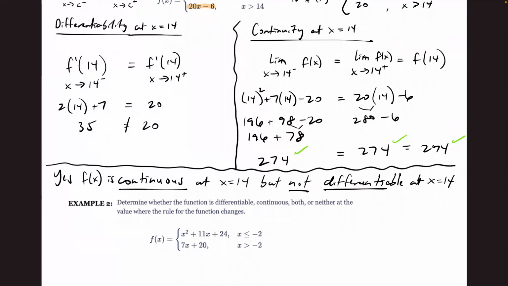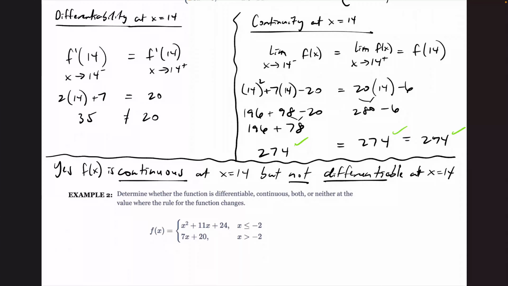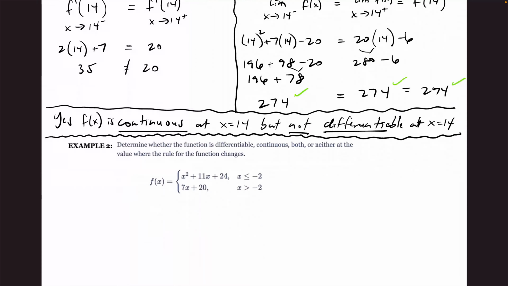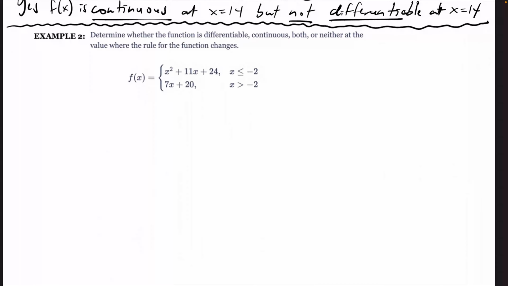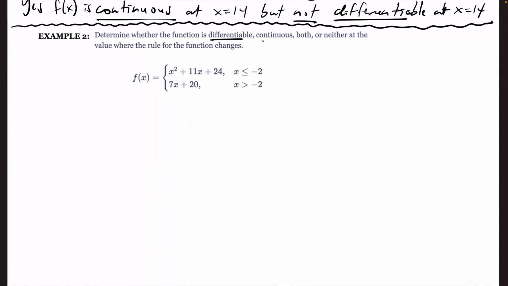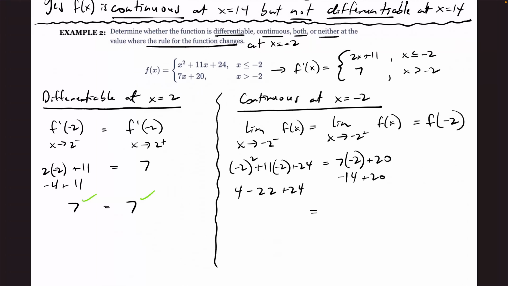We're back to limits, guys. All right, so I want you to try number 2. Try number 2, how we just did it. Check for differentiability, continuity, both or neither, where the rule or the function changes. So that's at x equals -2. Which one first? It doesn't matter. Check differentiability, check continuity, whichever one you want to do first, as long as you check both.